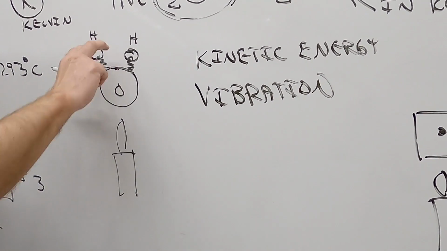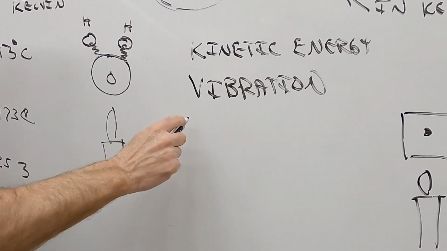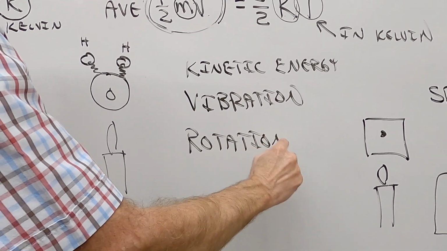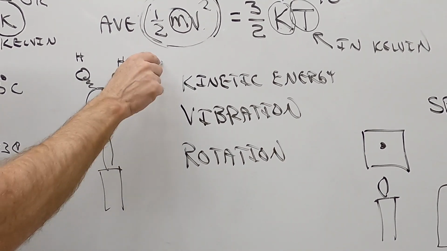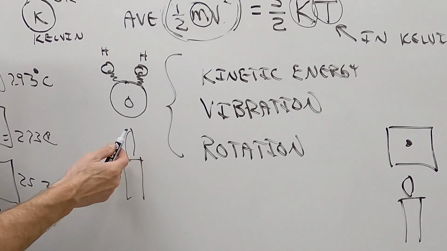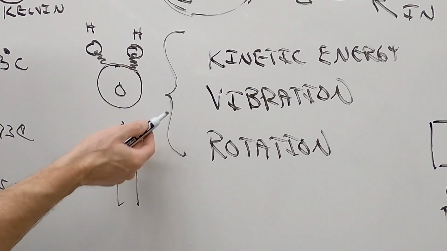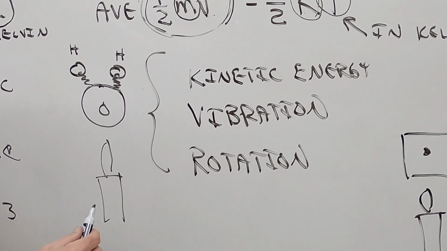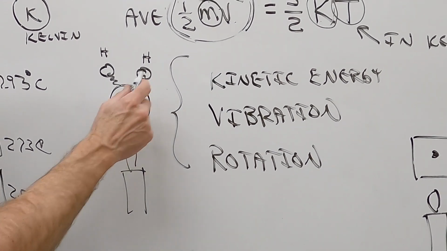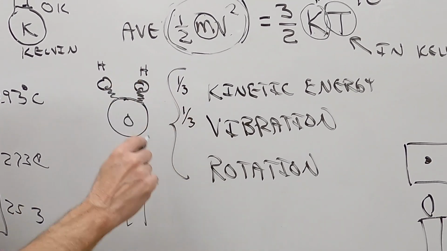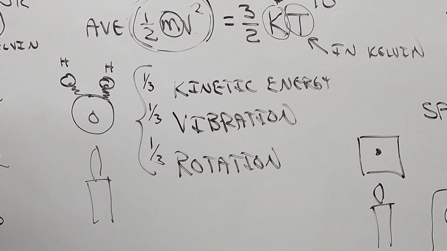And some of it can go into spinning, into rotation. So there's just these 3 that it can go into right here. Now, it just so happens there's a rule in heat and thermodynamics that says it shares evenly. So whatever energy you put into here, 1/3 of it will go into this, 1/3 of it will go into that, and 1/3 of it will go into that.